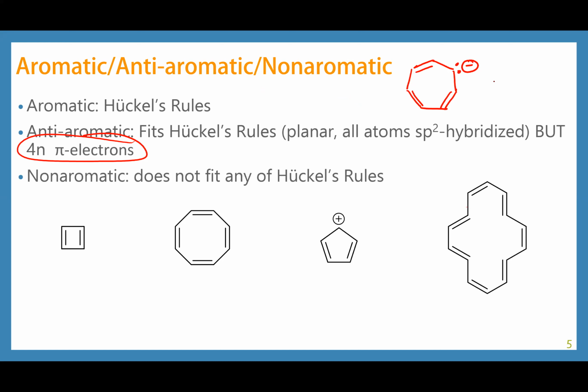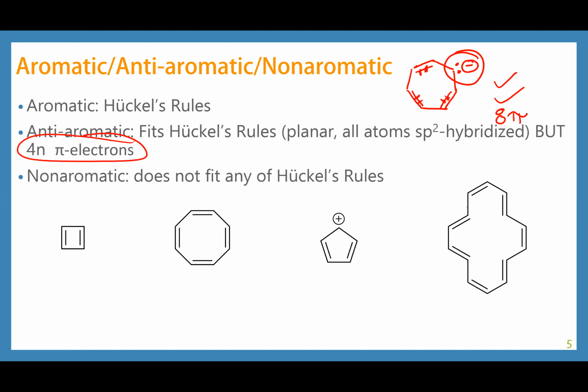I do think this would be probably planar or nearly planar. Are all atoms sp2 hybridized or have an unhybridized p orbital? Yes. How many pi electrons are in the cyclic arrangement? 8. Yeah, there are 8. So we have 1, 2, 3, 4, 5, 6, 7, 8. So we have 8 pi electrons.